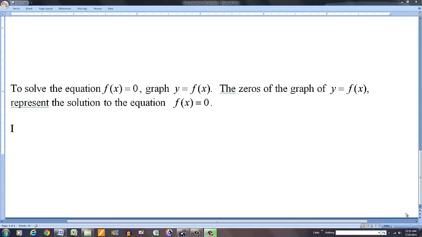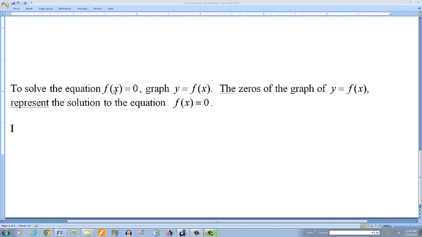In this video, I'm going to show you how to find the real solutions of an equation using a graphing calculator. So let's look at the statement that I have here. It says to solve the equation f of x equal to 0. This f of x could be any expression involving x.